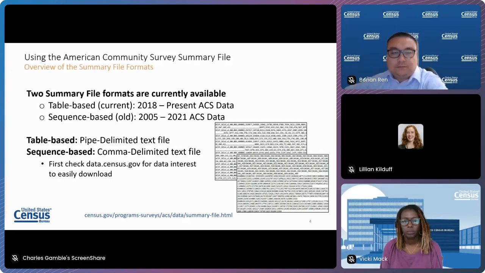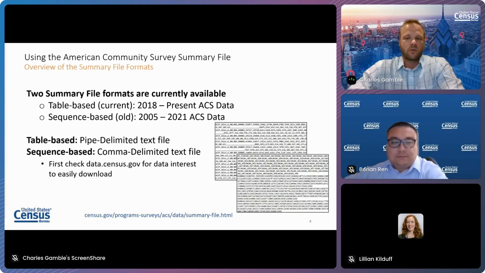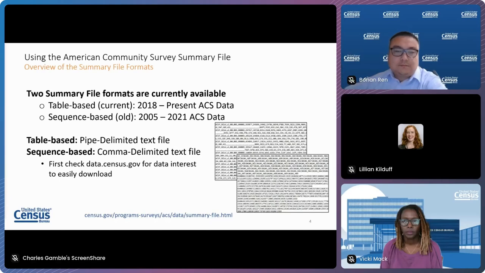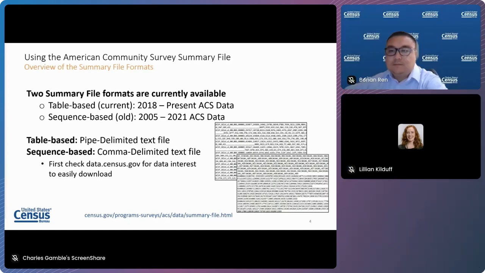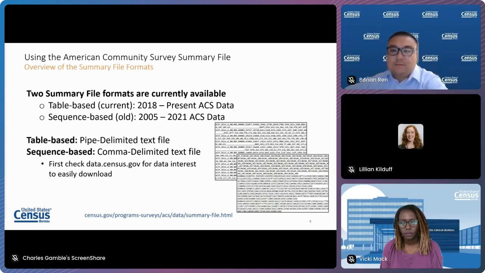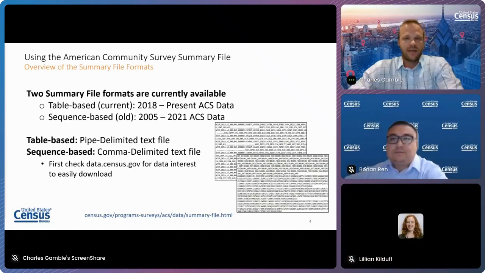And we made this change to the table-based format as it's not only a simpler method on us here at the Census Bureau to maintain the tool itself, but also much simpler for data users to actually use the tool. Now, the older format, as many of you know, is known as a sequence-based format, and it requires several steps for downloading the data itself. And the sequence-based format contains ACS data from 2005 to 2021, and will not be available for data releases 2022 and moving forward. So 2021 was the last year that the sequence base will have the ACS data actually loaded into the tool itself. So both formats provide data in different style text files. The table-based format is in pipe delimited text files, and the sequence-based is in the comma delimited text files.